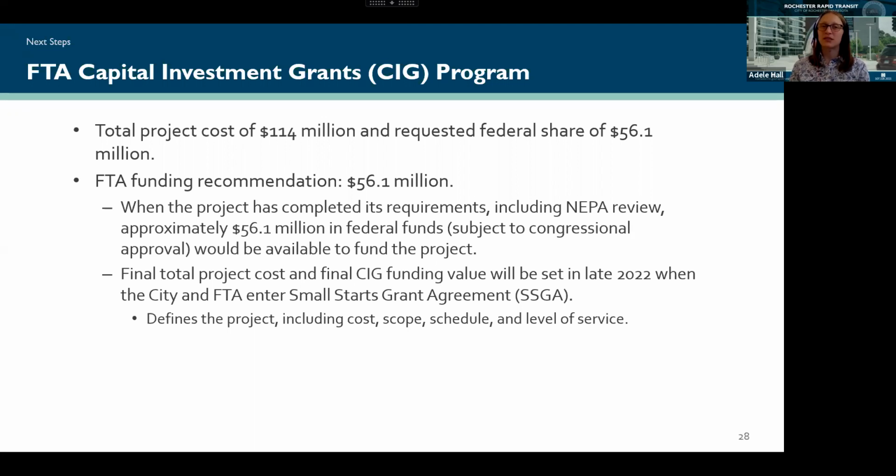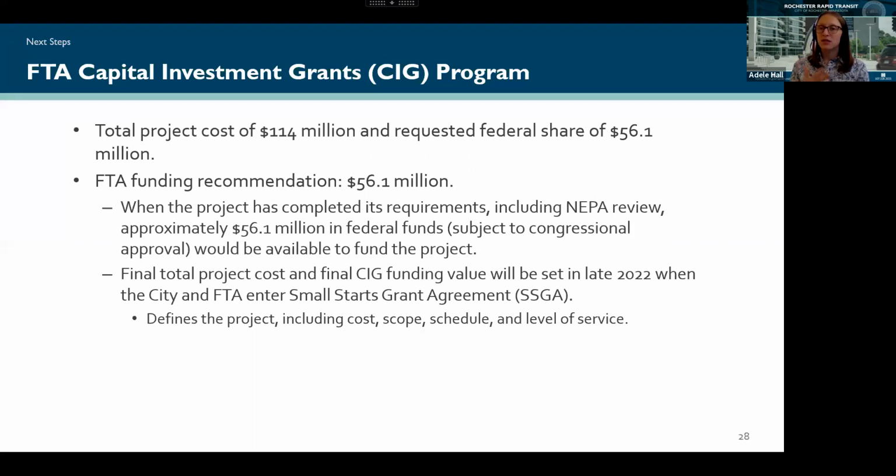So what they're saying is that when the project has completed the environmental review, completed NEPA, and once Congress has appropriated funds, so that's always a little bit uncertain, and then the project finishes its requirements, the federal funds will very likely come through. That's really exciting. Some projects will wait in the queue for several years before they get this news. And so to be in the president's budget in the first year that you apply is outstanding. It's really good news for this project.